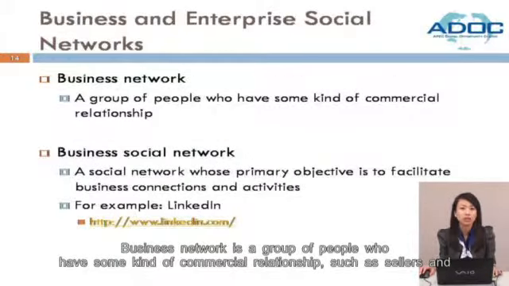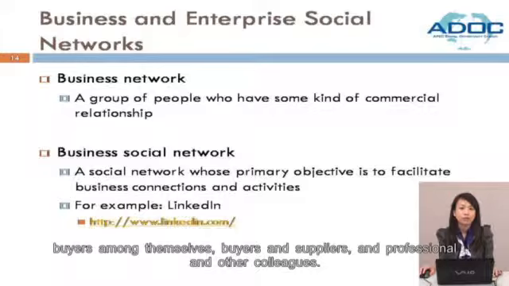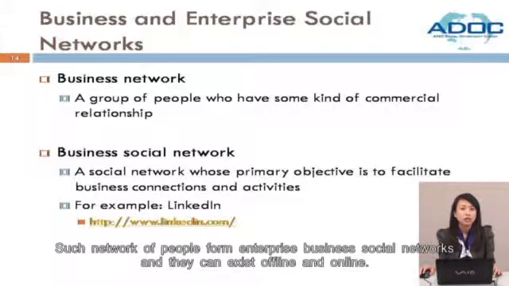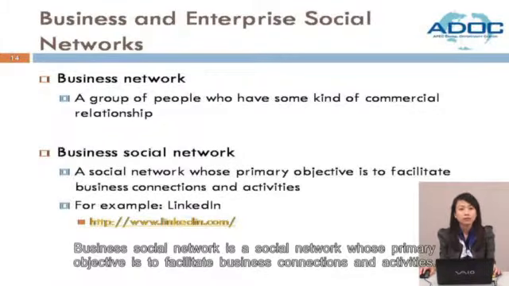A business network is a group of people who have some kind of commercial relationship, such as sellers and buyers, buyers among themselves, buyers and suppliers, and professionals and other colleagues. Such a network of people forms an enterprise business social network, and it can exist offline and online. A business social network is a social network whose primary objective is to facilitate business connections and activities.